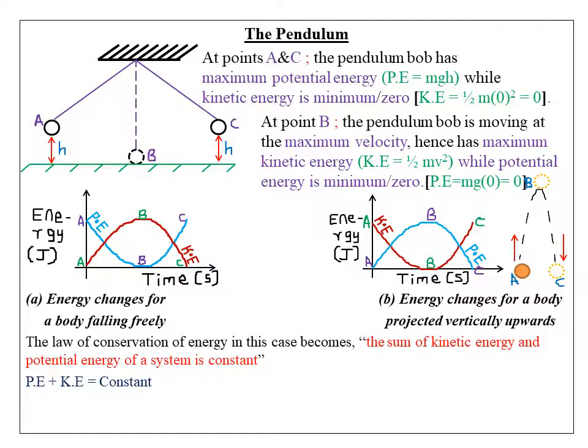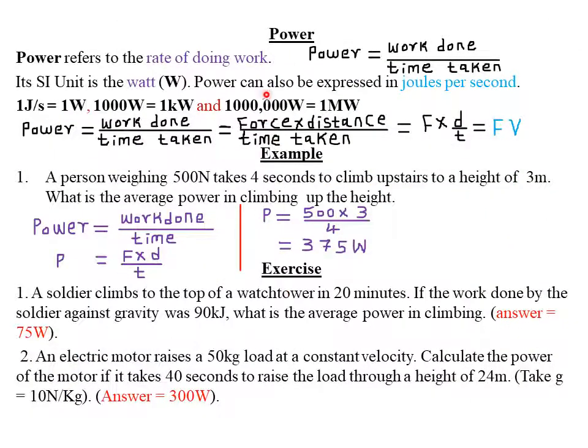Now look at what we call power. Power simply refers to the rate of doing work. Remember, whenever we talk of rate in physics, you must put the aspect of time into consideration. Therefore, power will simply be given by work done divided by the time. So the word rate simply denotes the aspect of time. Therefore, power is equal to the work done divided by the time taken to do that particular work. Then the SI unit of power is the watt, which is denoted by capital W.